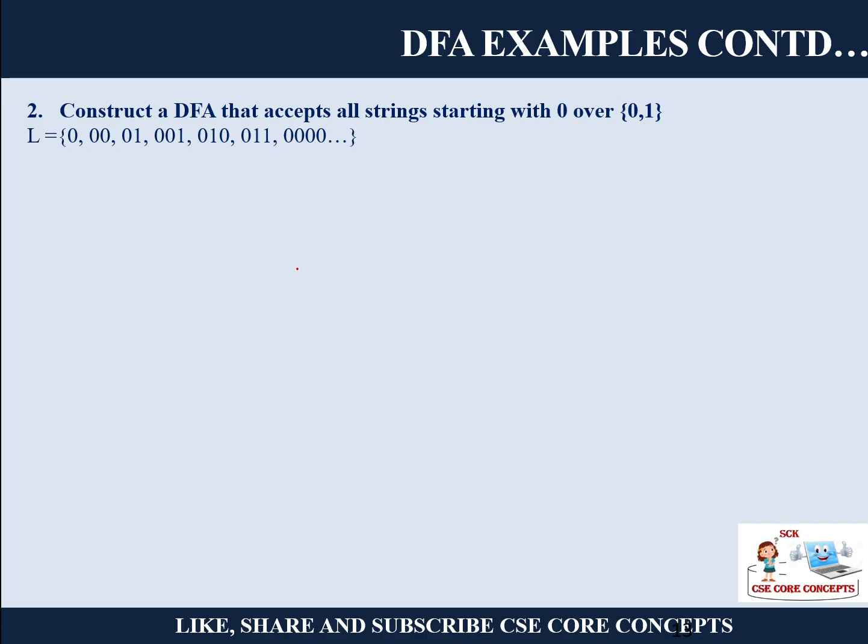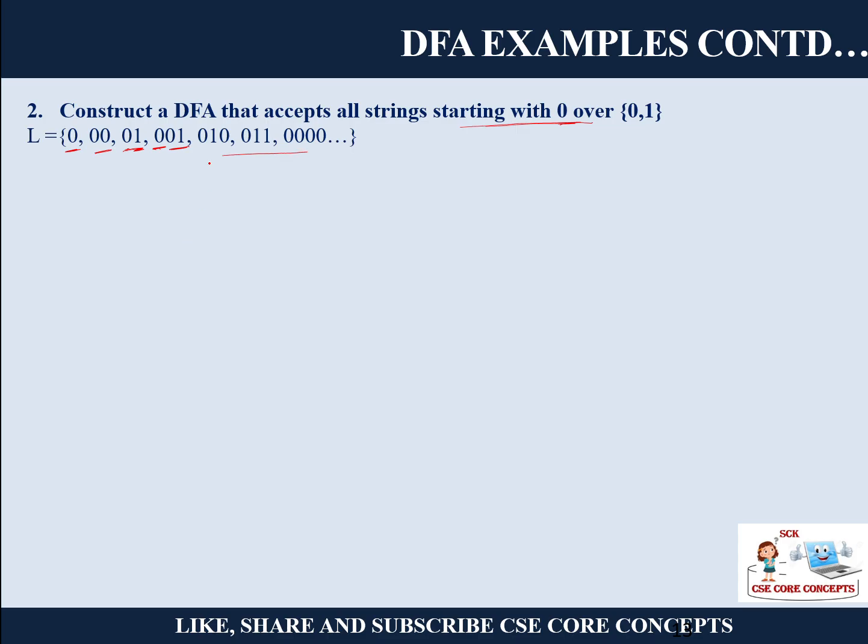So let us see the other example. Construct a DFA that accepts strings over 0, 1, meaning all strings should start with 0. My string should start with 0, nothing apart from that, right? But it can end with any number of zeros or any number of ones. So what is my language set? Start with the minimum: 0, 00, 01. Starting with 0, thereafter it can have any zeros and ones, and so on.